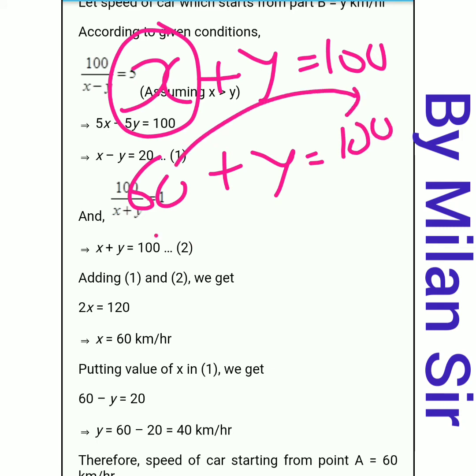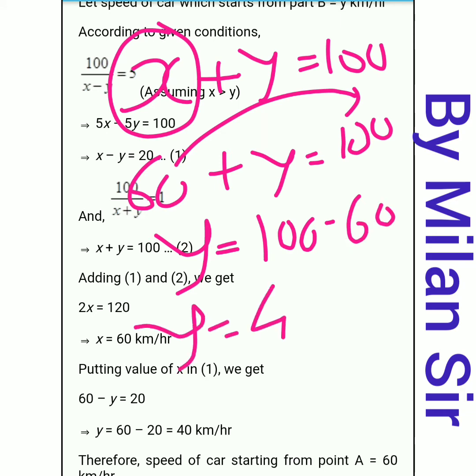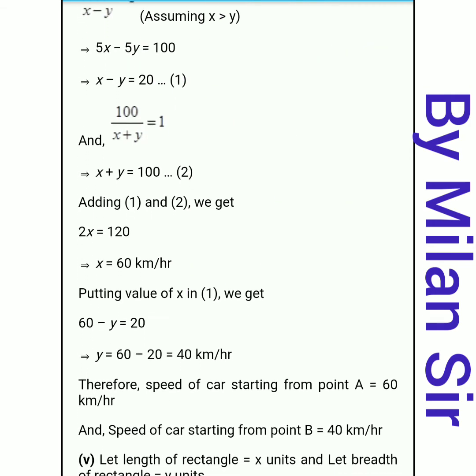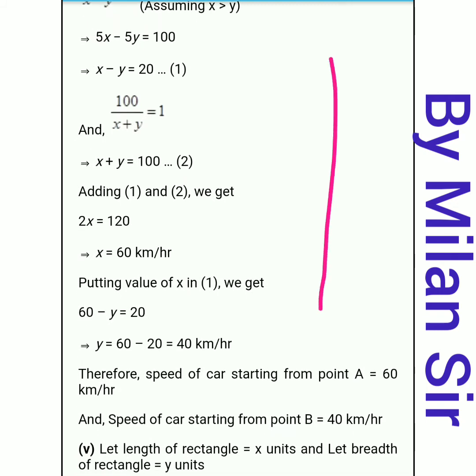Transfer this 60 to the left hand side. Sorry, right hand side. It becomes minus 60. So y is equal to 100 minus 60. It is 40. Right? So x is equal to 60, y is equal to 40. So at last we need to write this. Therefore, the speed of the car starting from point A is equal to 60 km per hour, and the speed of the car starting from point B is equal to 40 km per hour. Okay.